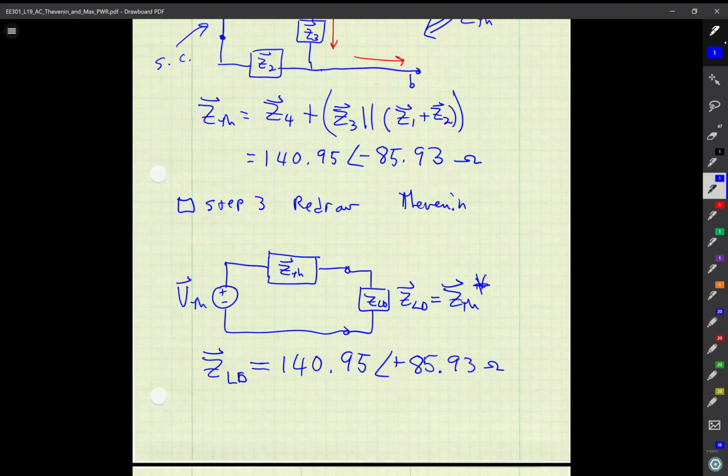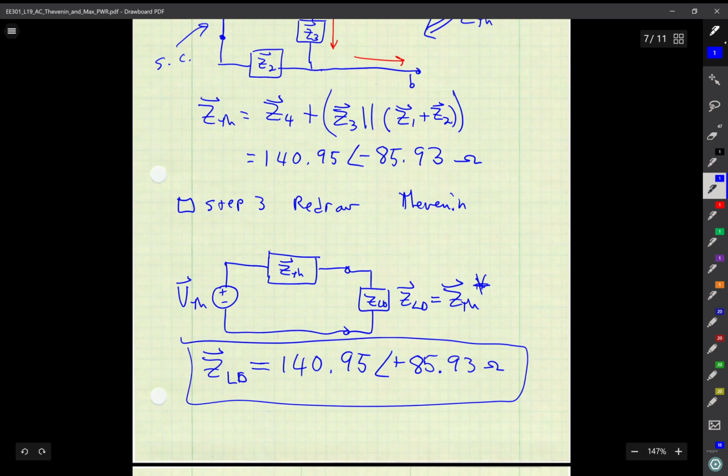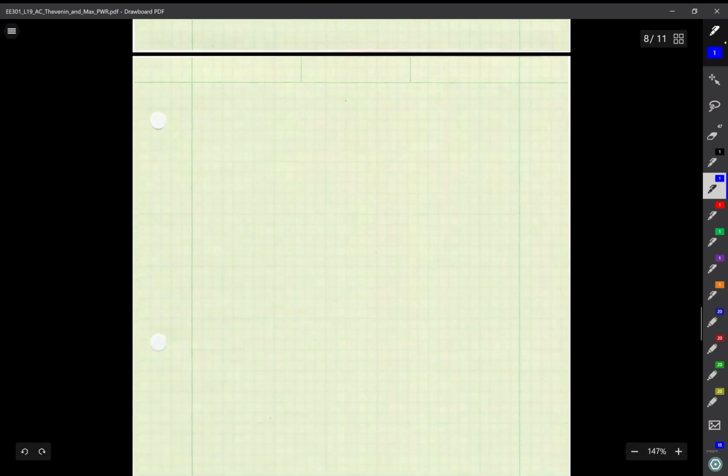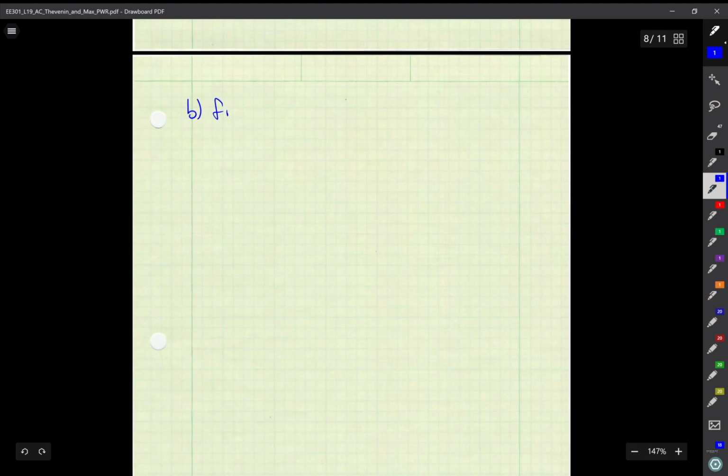What I want to determine is the Z load that will allow maximum power to be delivered to the load. And this is the answer right here: Z load is the complex conjugate of Z Thevenin. The next thing I want to find is the max power delivered. So part B is to actually calculate max power.